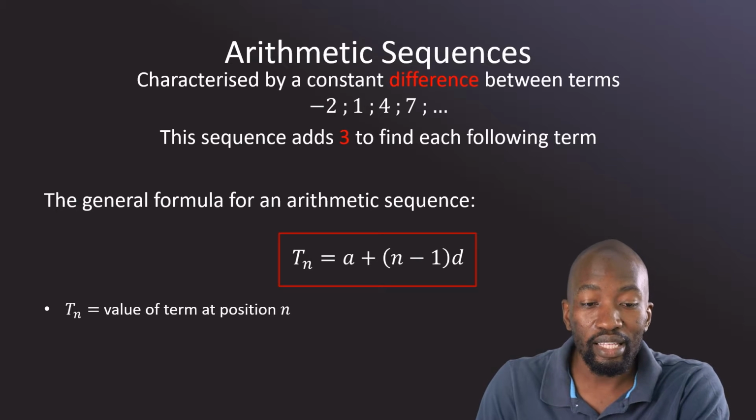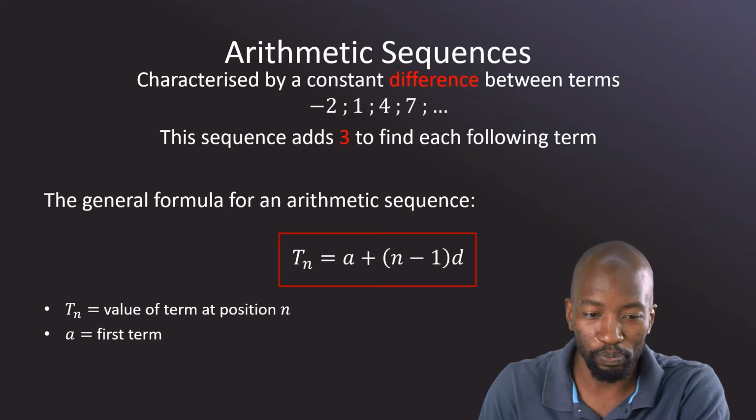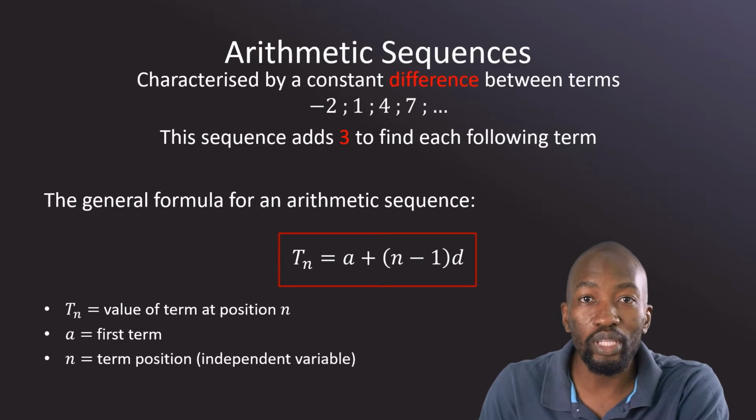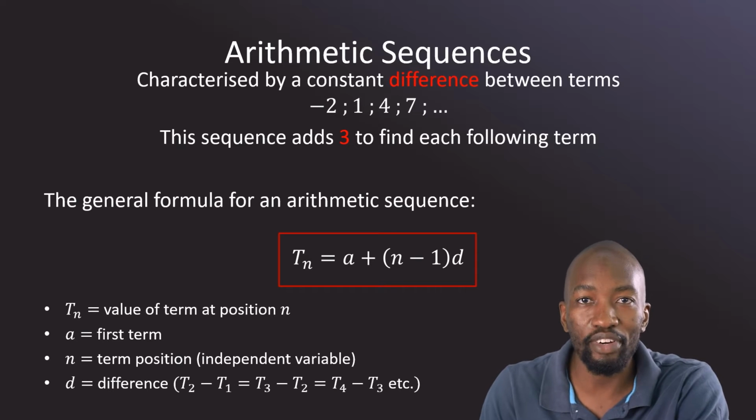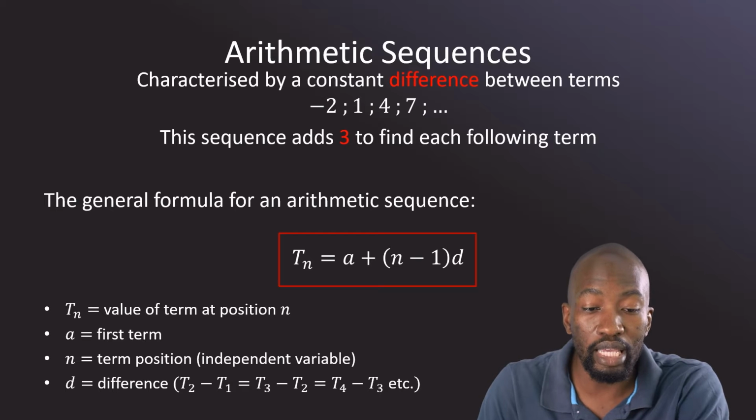Tn is the value of the term at position n. A is equal to the first term. And n is equal to the term position, and this is the independent variable, where d is equal to the difference, and this can be found by saying t2 minus t1 is equal to t3 minus t2.